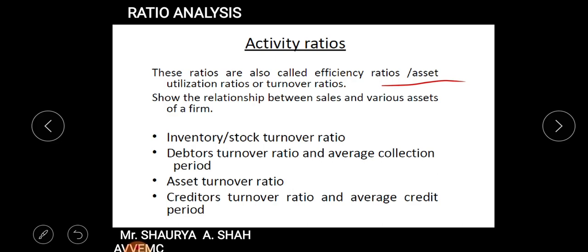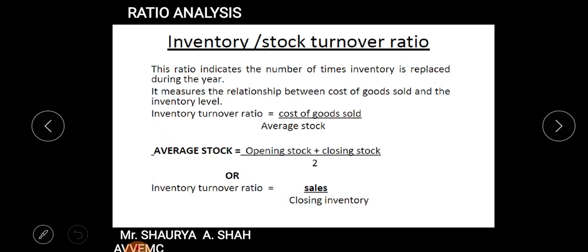or it can be activity related to your assets. So which is the very first ratio you need to study? The most important is your stock turnover ratio, or the other name is inventory turnover ratio. Now what is inventory turnover ratio? This is the ratio that indicates the number of times inventory is replaced during the year. How many times the stock is changed is shown by the stock turnover ratio. The name itself says stock turnover. How many times the stock is turning over, that is shown.